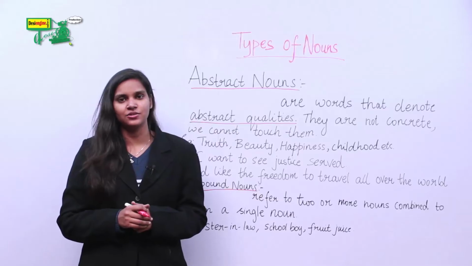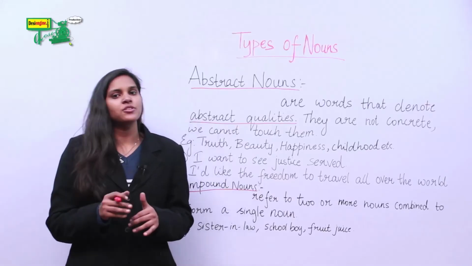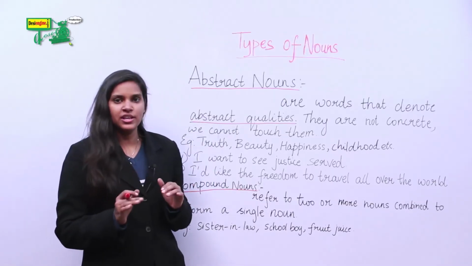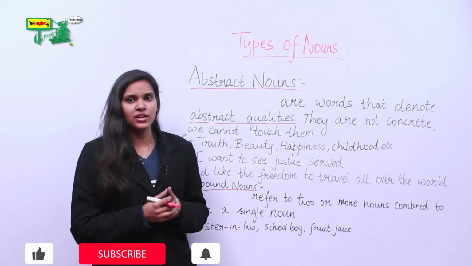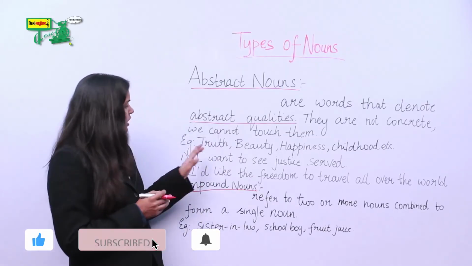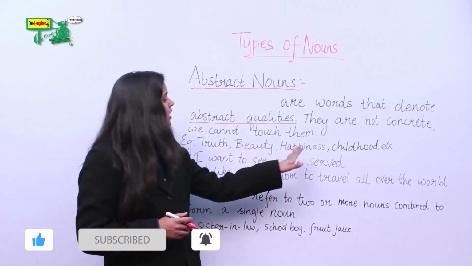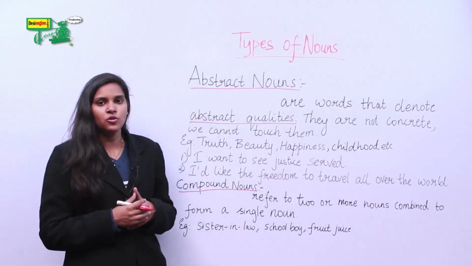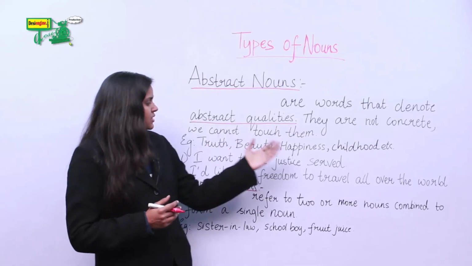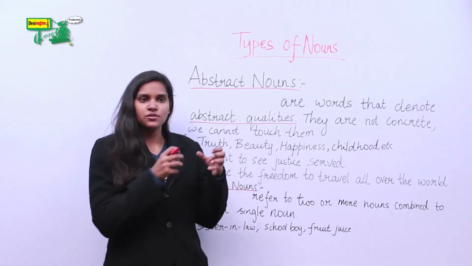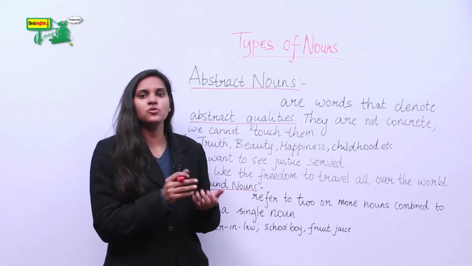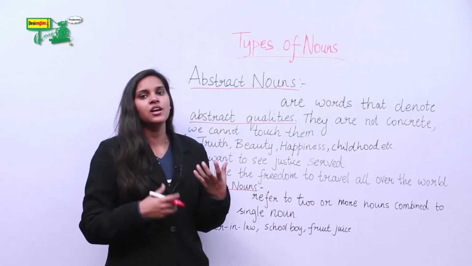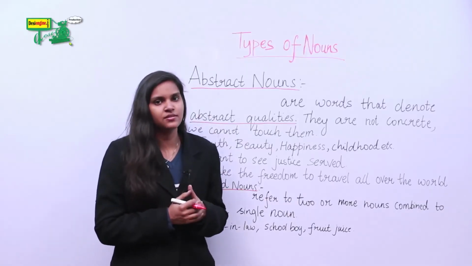Let's do abstract nouns. What are abstract nouns? Abstract nouns are words that denote abstract qualities. That is, they are not concrete and we cannot touch them. Let's take a few examples to understand abstract nouns. Truth, beauty, happiness, childhood. These are examples of abstract nouns. Let's take happiness. We cannot touch happiness, we can only feel it. In the same way, you cannot touch childhood. You can only feel. That's an experience.